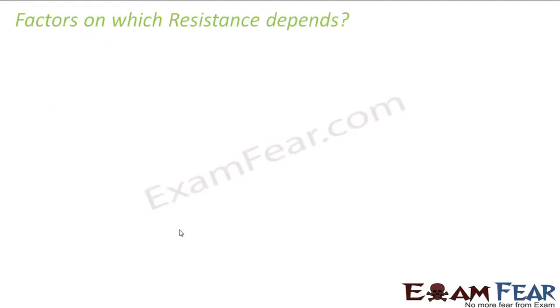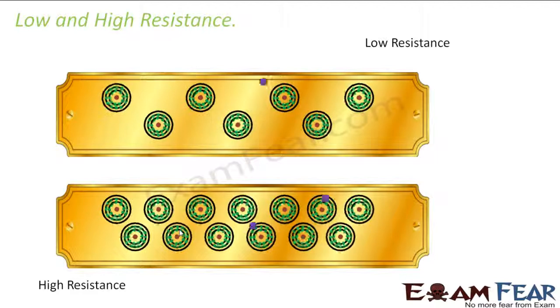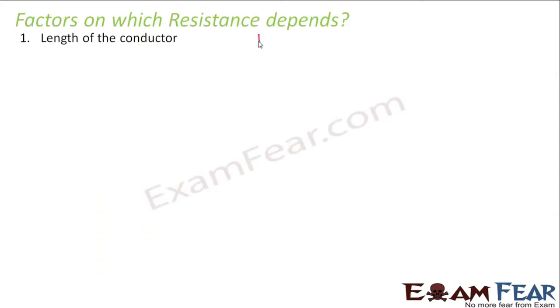Right? So now let us see what are the factors on which resistance of a material depends. The first one is length of a conductor. So greater the length of a conductor, more will be the collision, because as you saw in our last slide, if this is my conductor and the length of the conductor is more, that means the free electron will experience more and more collision. So more collision means more resistance, right? So that means resistance will increase with increasing length. So we can say that resistance is directly proportional to the length of the conductor.